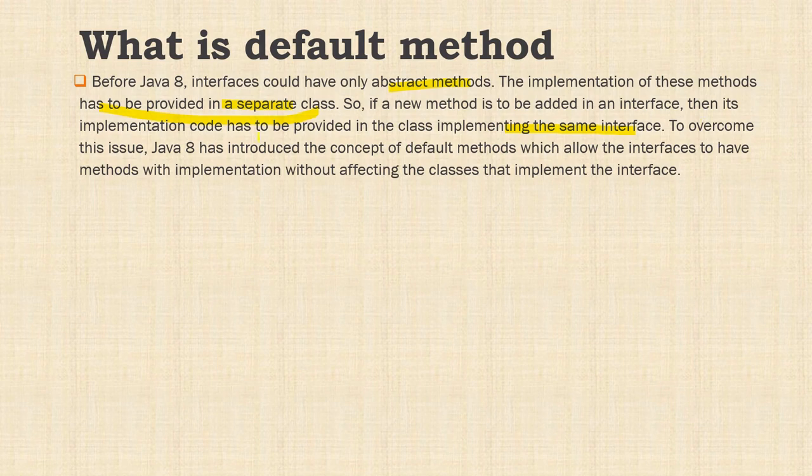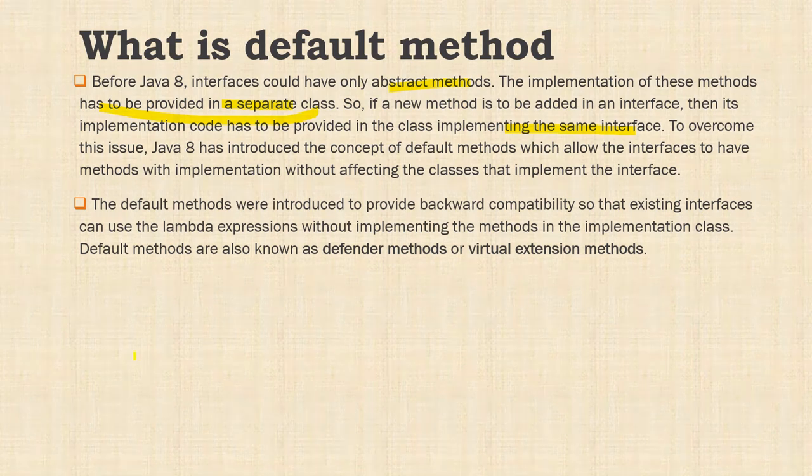To overcome this issue, Java 8 introduced the concept of default method, which allows interfaces to have methods with implementation without affecting the classes that implement the interface. So Java 8 introduced the default method concept. There is no need to provide implementation logic inside your implementation class, you can write your implementation logic in a default method in the interface. It is possible from Java 8 onward.